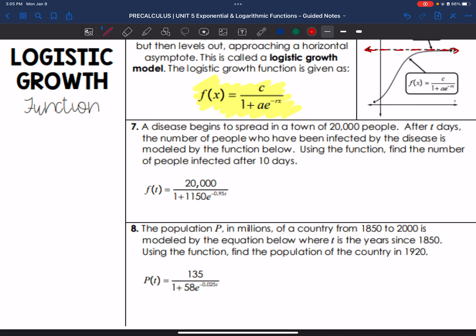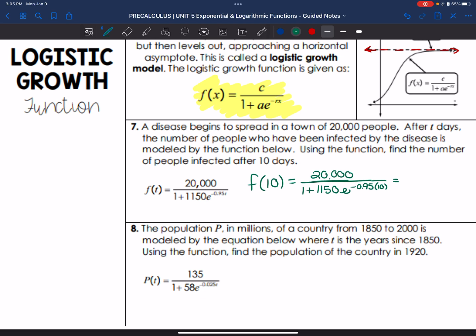So that would mean that this function is growing, and we would want to see, let me rewrite it here, our function with a time or an input of 10. So that would be 20,000 over 1 plus 1150 e to the negative 0.95, and this is being multiplied by 10.